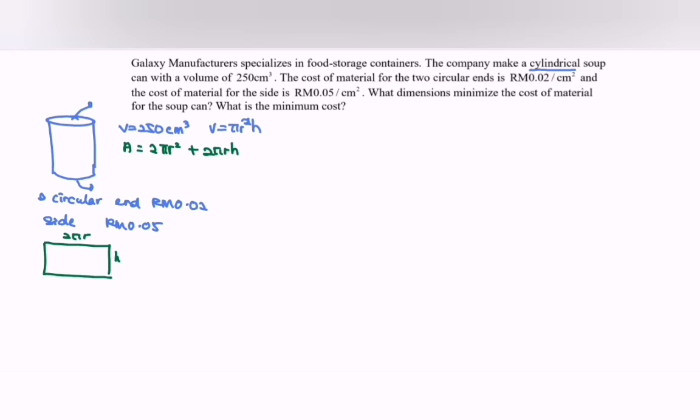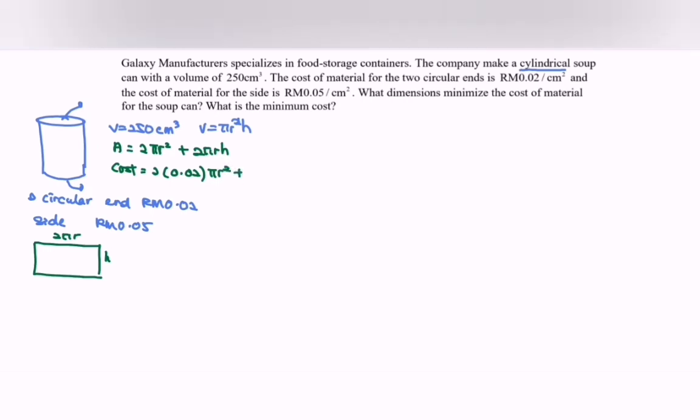Continue. Focus on the cost. So we have to multiply the situation. So 2 multiply with the 0.02, multiply with the formula pi r square, plus, focus on the body. So we have the 2 pi r h multiply with the 0.05. So that is the cost.